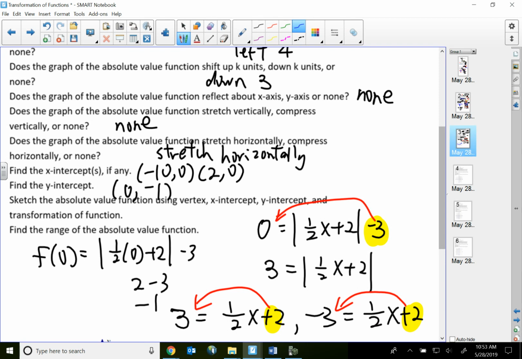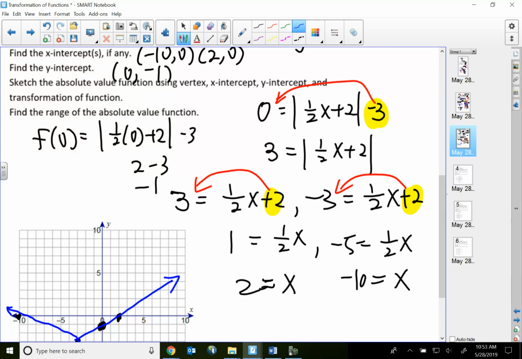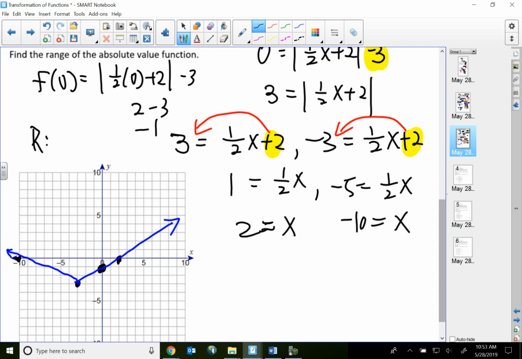All right. Find the range of the absolute value function. The domain for an absolute value function is always the same, so that's why I'm asking for the range. So the range is going to be down and up. The very bottom point is my vertex, -4, -3. So that'll be from -3 using a bracket, keep on going upward to infinity.